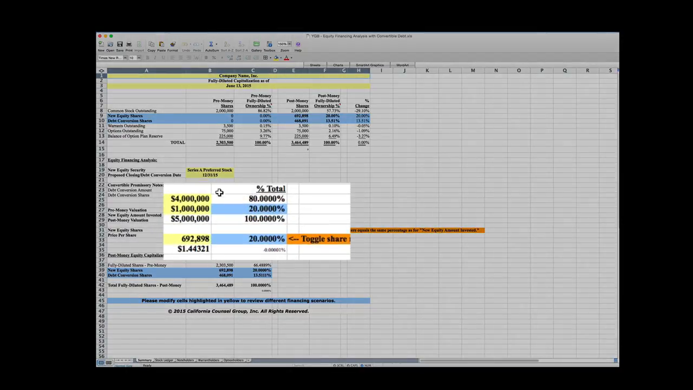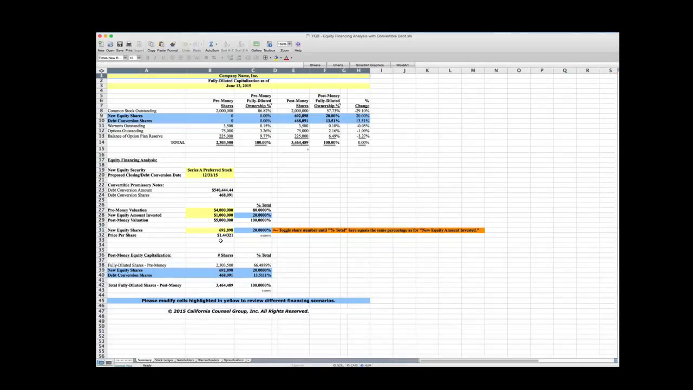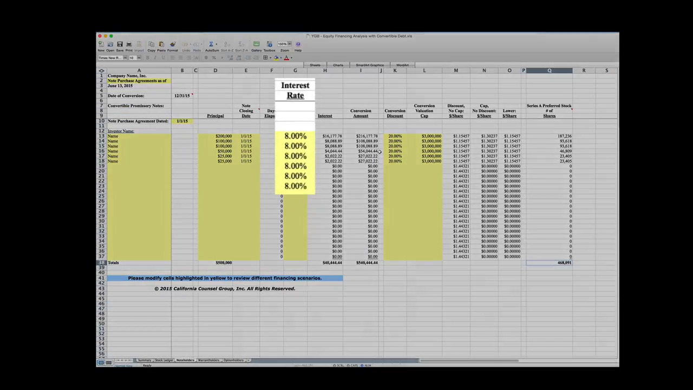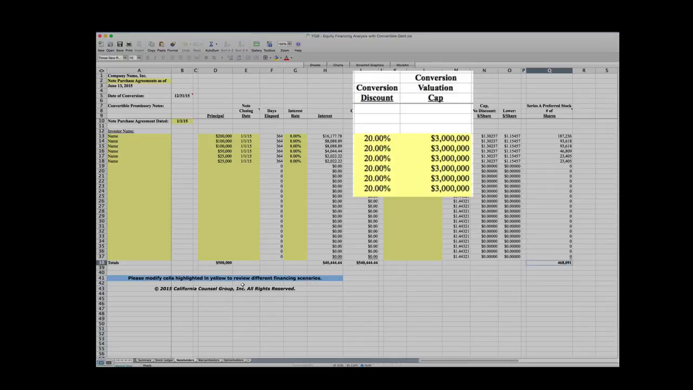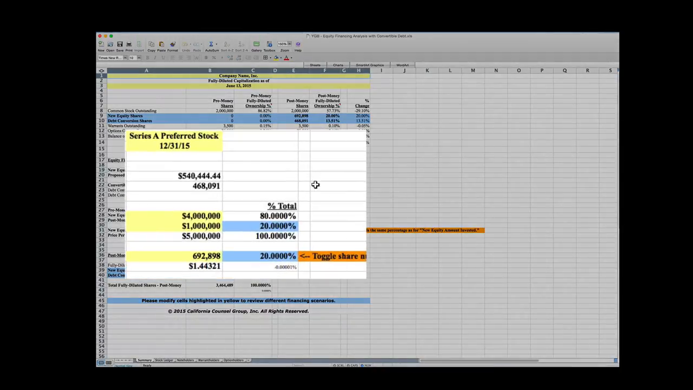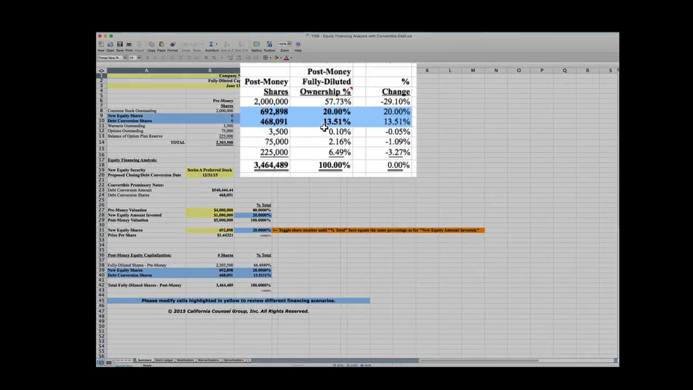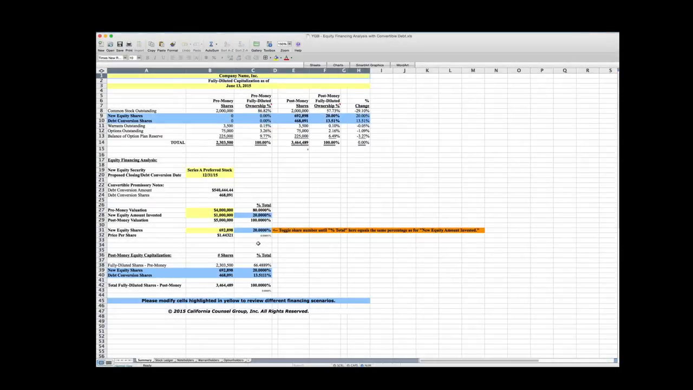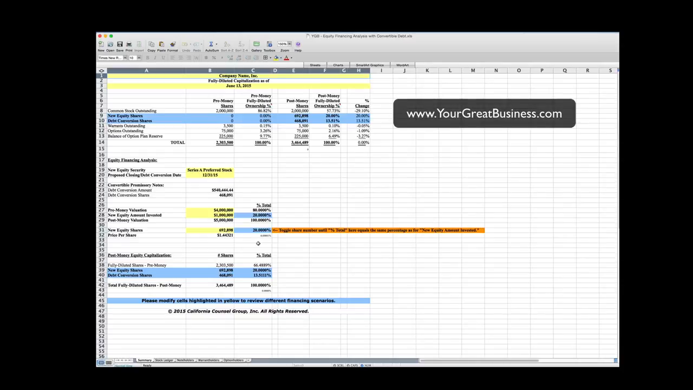So the beauty of this model is it allows you to change the valuation numbers. It allows you to change the interest rates and the conversion discount caps so that you can model in advance when you're doing your convertible debt financing. It will allow you to model what the ultimate effect will be on your next equity financing. And it also allows you, when you're doing your next equity financing, to really understand the effect of the prior convertible debt investment and how that will affect the ownership of your company. So I hope that this model will be helpful to you in your upcoming financial planning for bringing money into the company.